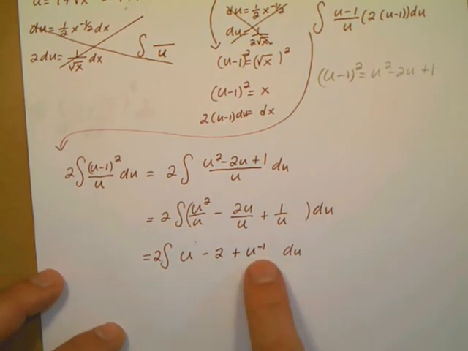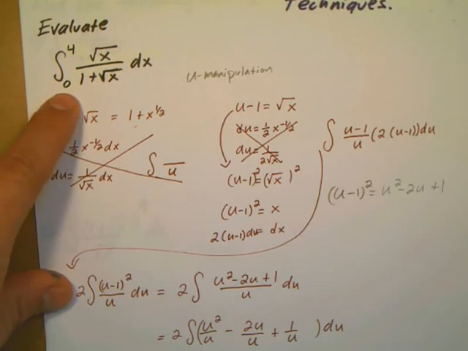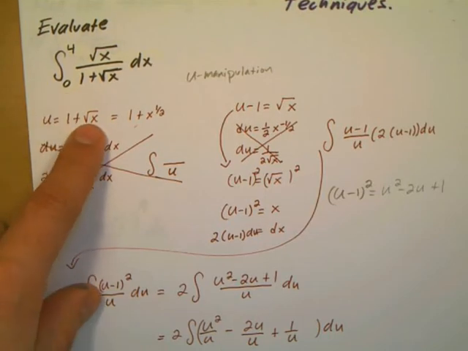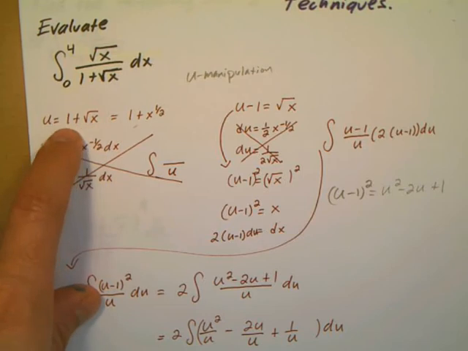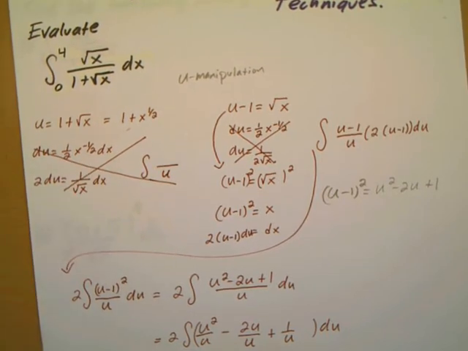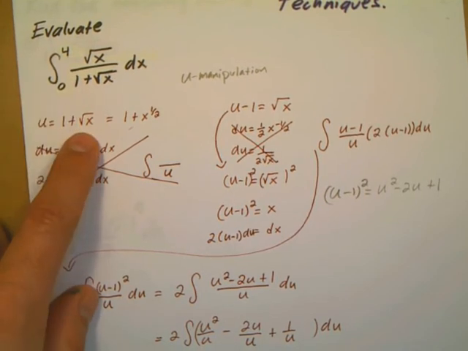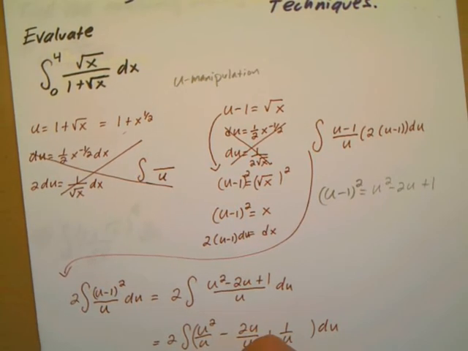Now all these are in terms of u, so I'm going to go ahead and change my limits at this point. I plug in 0 into my initial u, which is going to be 1 plus square root of x. 0 plugged into here gives me 1. And I plug in 4 into here. It's going to be the square root of 4, which is 2, plus 1, which is 3. So my new lower and upper limits are going to be 1 and 3, respectively.